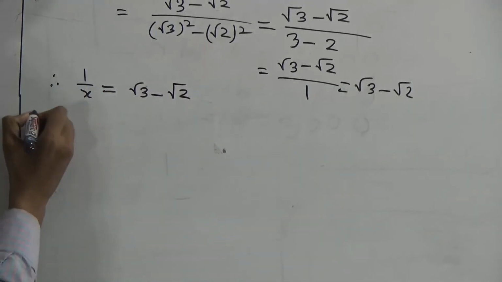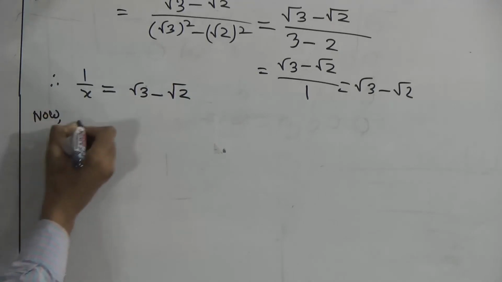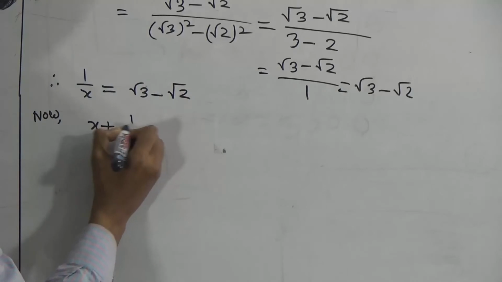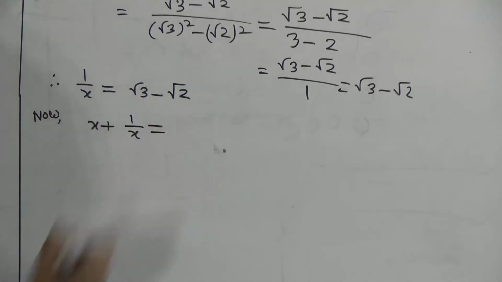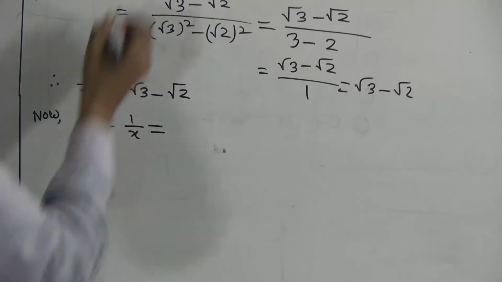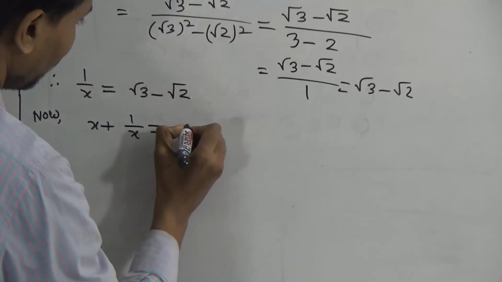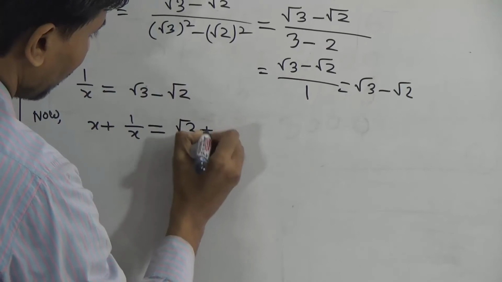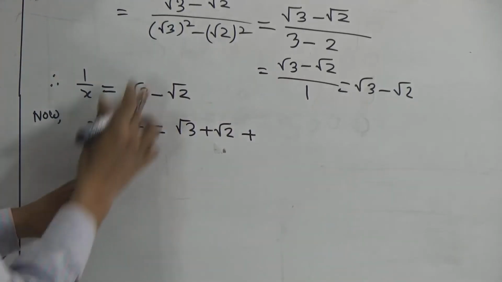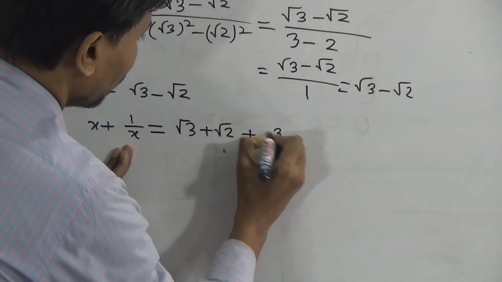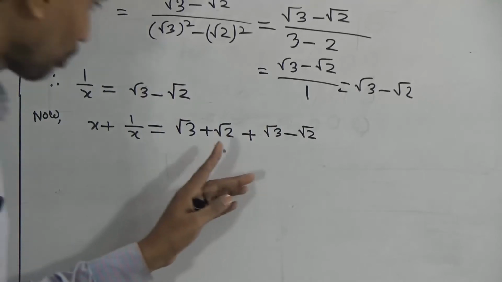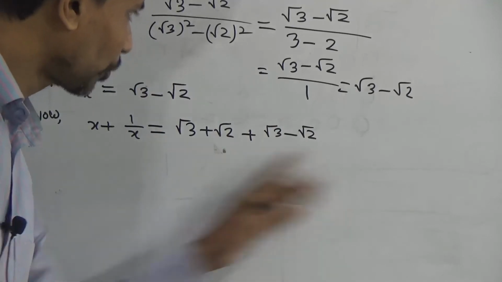Now adding x plus 1 by x. Look, x equal to what? x equal to root 3 plus root 2. Right. Now, root 3 plus root 2 plus 1 by x equal to what? Root 3 minus root 2. Okay. Now, plus root 2 and minus root 2 will vanish.